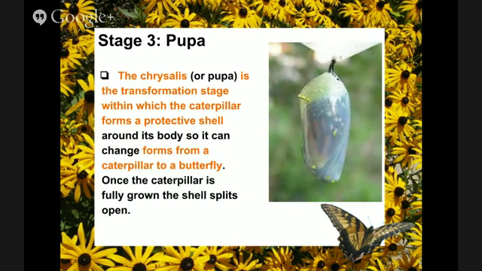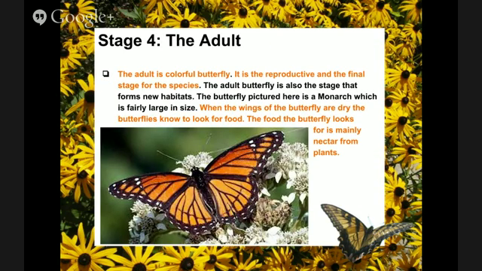It is the transformation stage within which the caterpillar forms a protective shell around its body, as you can see in the picture. In this stage, the caterpillar forms into a butterfly. Once the caterpillar is fully grown, the shell splits open, and out comes a beautiful butterfly. The adult is a colorful butterfly. It is the reproductive and the final stage for the species. When the wings of the butterfly are dry, the butterflies know to look for food. The food the butterfly looks for is mainly nectar from plants.